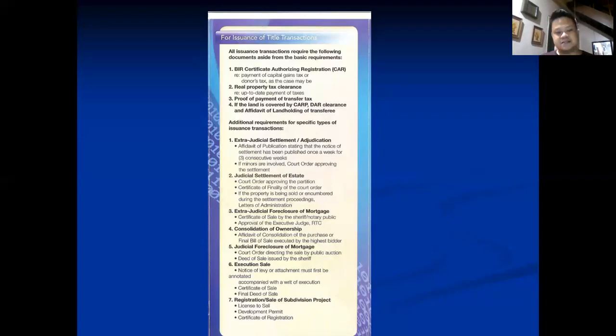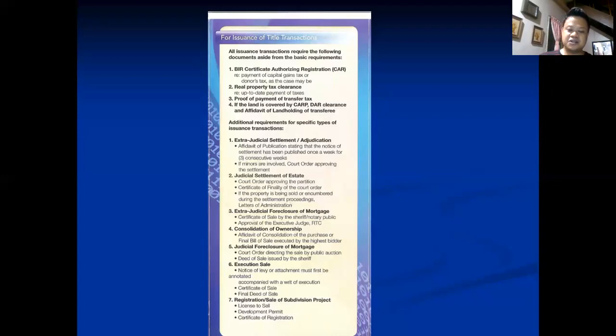Likewise, execution sales, di ba? This does not pertain to real estate mortgage, but rather when there is a case against you, for example, a suit for collection of a sum of money, and then subsequently you are found to be liable. So what happens there? Di ba? They will find a property that is under your name, and they will subject the same to an execution sale. So you'll be required to provide the notice of levy or attachment, which is annotated, di ba? And there is also a time for redemption. However, after the lapse of time, a certificate of sale and the final deed of sale in favor of, usually, the financial institution.